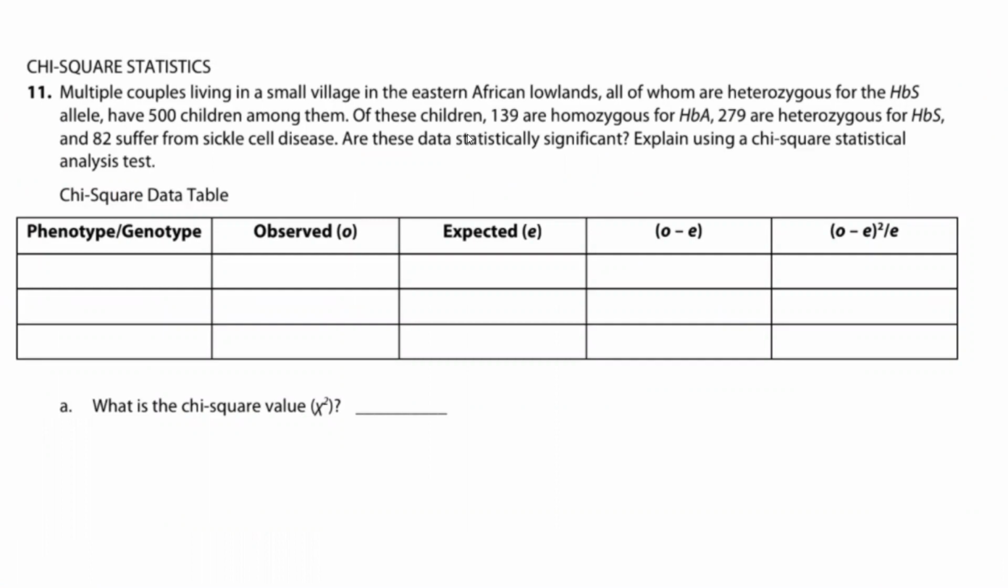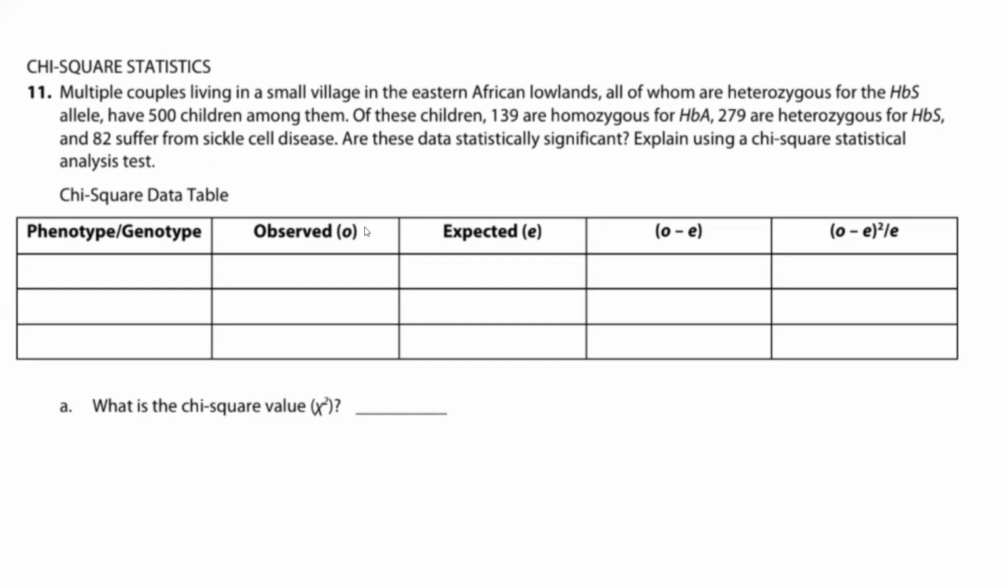So in this, multiple couples live in a small village on the eastern African lowlands, all of which are heterozygous for the HBS allele. So heterozygous, we'll call it just capital H, lowercase h. Of these couples, they have 500 children among them. Of these children, 139 are homozygous, 279 are heterozygous, and 82 suffer from the actual disease. Are these statistically significant data is what they're asking.